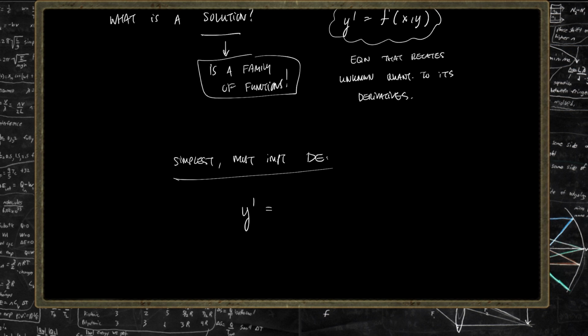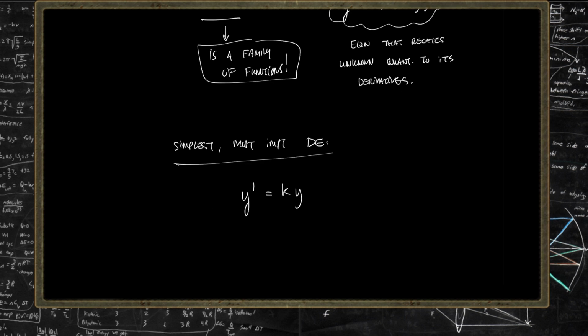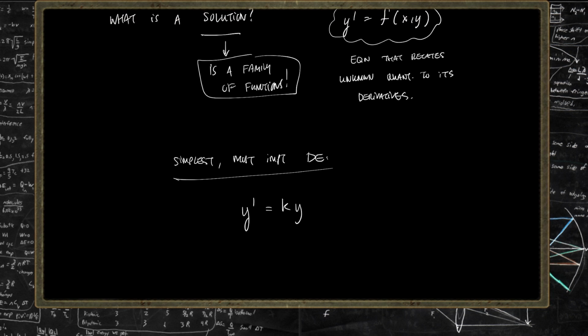y prime equals ky. A little bit simpler than the one we were using in our models. y prime equals ky, k is a constant. So what does this say? This says that the derivative is equal to some constant times the function itself. And if I played the Jeopardy music here for a few seconds, you would hopefully be able to come up with the solution to this because we kind of hit you over the head with it in Calc 1.